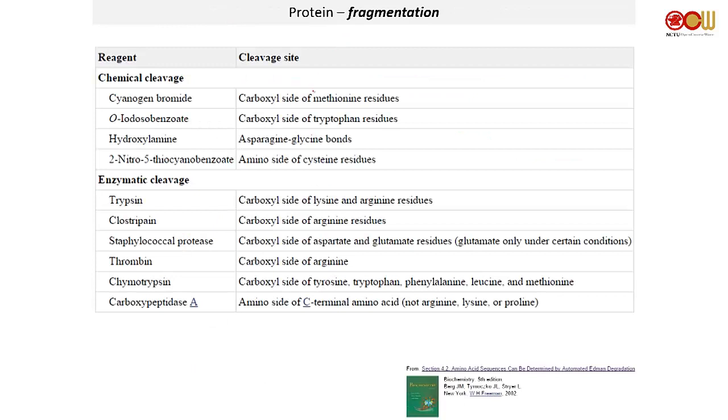These are some of the other ways that we can do fragmentation, where you separate them into chemical cleavage or enzymatic cleavage. Cyanogen bromide cuts methionine.